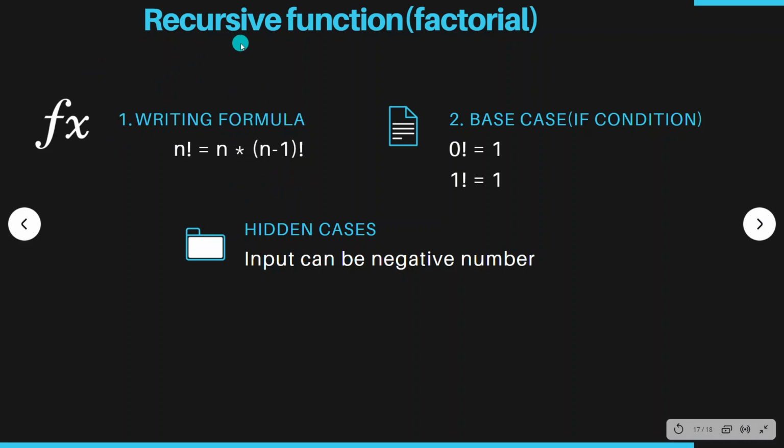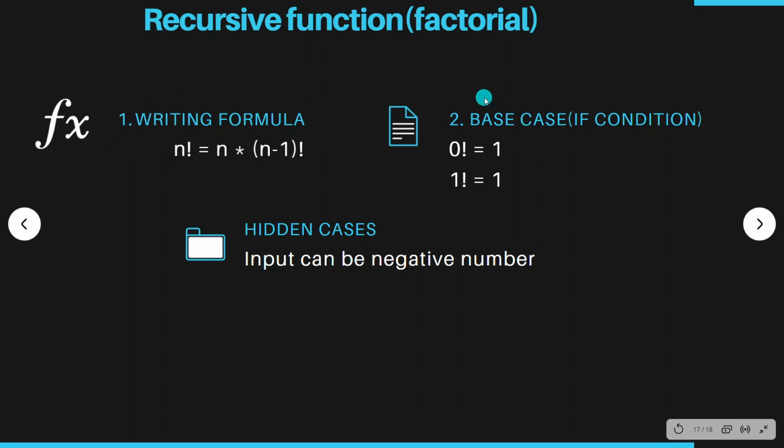But in computer science, we use recursion and iteration to solve the problem. So we are solving it by recursion. The first step is writing the formula, that is this thing. Moving on to the next part, we have to mention the base condition.